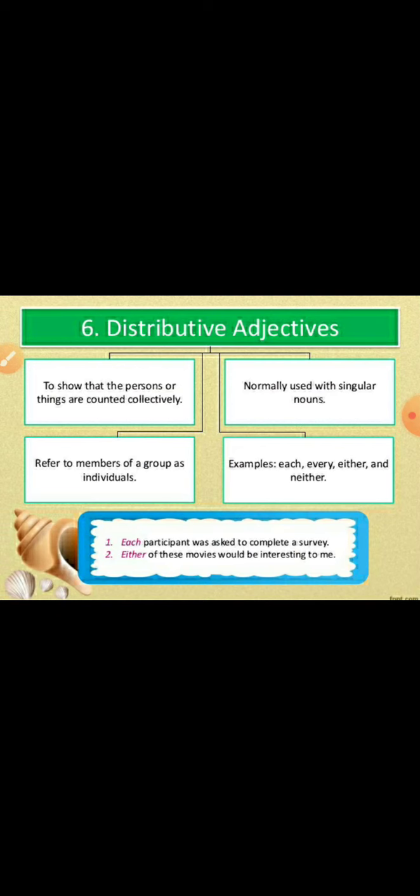जब भी हम a group of persons को एक साथ count करते हैं, collectively एक group में count करते हैं, उस वक्त हम distributive adjectives लगाते हैं. और English language में 4 distributive adjectives है, that is each, every, either and neither. या जब हमें किसी member of a group को as individual refer करना होगा, तब भी हम distributive adjective लगाते हैं.